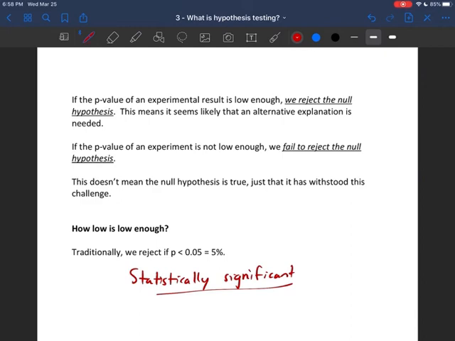Now, there are some issues with this approach, some subtleties, some nuances that we're going to want to go into. That's going to be covered in some subsequent videos. So stay tuned for that and continue to do the reading. Hopefully this helps to ground you a little bit as you're going through and reading about some of the issues surrounding hypothesis testing and p-values.